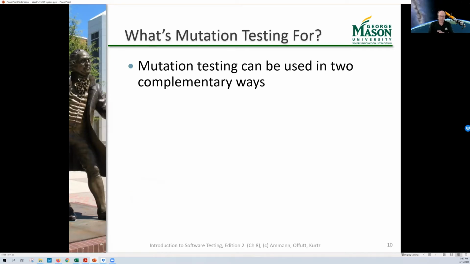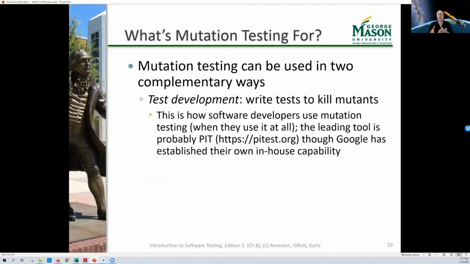And how do they do that? Well, first of all, we can use mutants and mutation testing to help us develop tests. Essentially, what we're going to do is we're going to create a set of mutants based on our original program, and then we're going to write tests to kill those mutants. In other words, we're going to write tests that will pass on the original program and fail on the modified program. And to the extent that software developers use mutation testing at all, which isn't very much still, this is generally how software developers and engineers use mutation testing. They will generally use it to develop a test set.